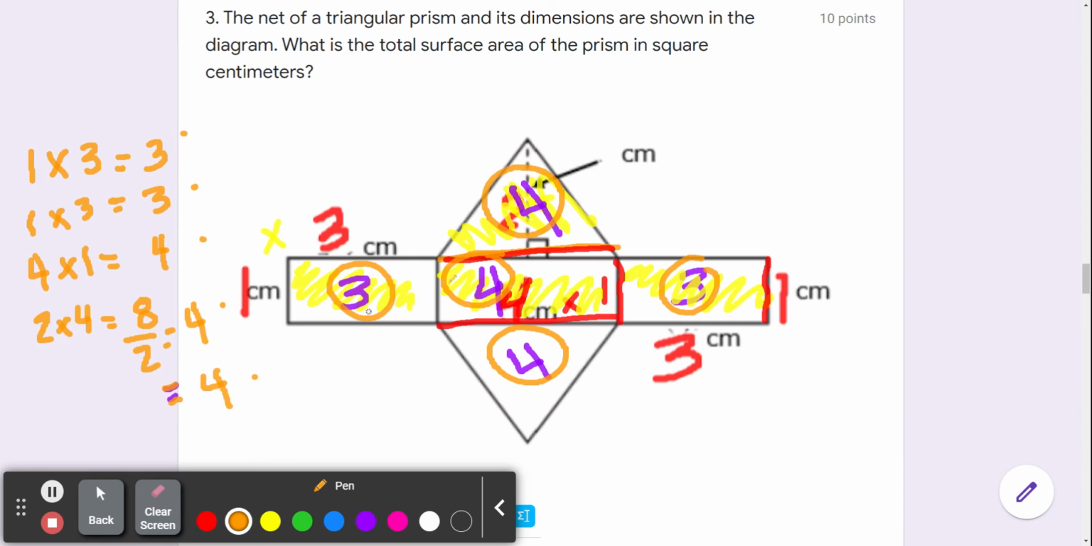So let me add them up now. There's 3 4s, so 4 plus 4 plus 4, or 4 times 3 is 12. That takes care of these guys. And then 3 and 3 is 6. And now I can add those together. So I end up with an area of 18.